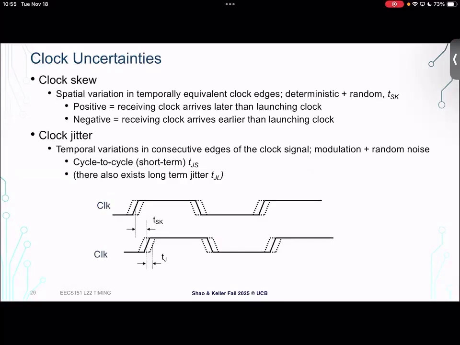And so in particular, I want to define two terms. Clock skew is the spatial variation in temporally equivalent clock edges. And there's both deterministic and random components. In particular, a positive skew between a launching and capturing flop is that the receiving clock, the capture flop, is receiving a later clock than the launching flop. And a negative skew is the reverse. The negative skew is the captured clock is arriving earlier than the launching clock. So you can see the skew demarcated here in the diagram.